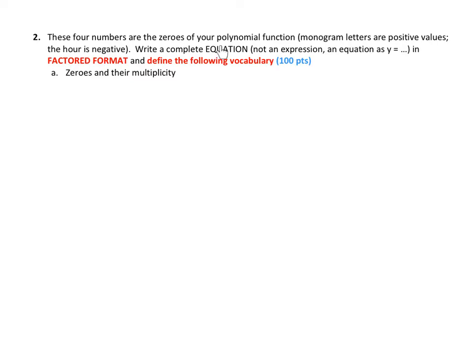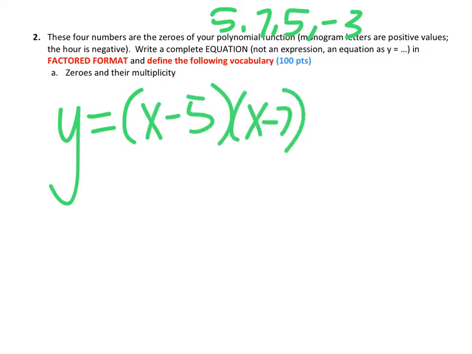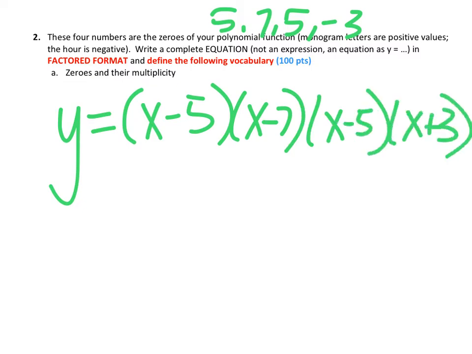First of all, make sure it's an equation. An equation means something that's y equals. So I'm going to use y equals. Again, my numbers were 5, 7, 5, and -3. So I'm going to put this in factored format. Taking my zeros, the factored format would be x minus 5, x minus 7, x minus 5, and x plus 3. So that is my equation in factored format.